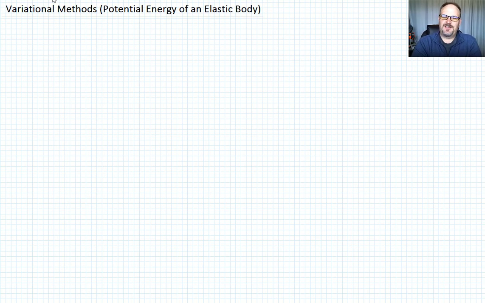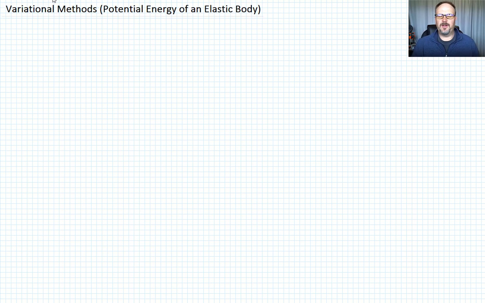Okay, in our previous lecture, we talked about the principle of stationary total potential energy, and we illustrated that with a simple spring model. What I want to do in this lecture is basically extend that so that we can talk about the potential energy of an elastic body in 3D, and then we can apply that same principle here. So this is kind of completing that discussion.